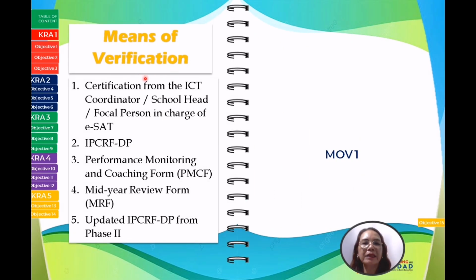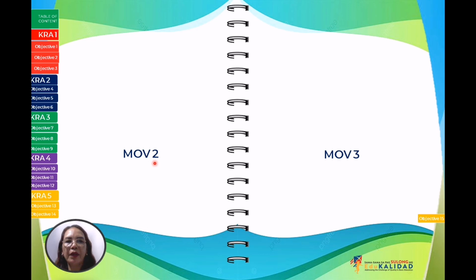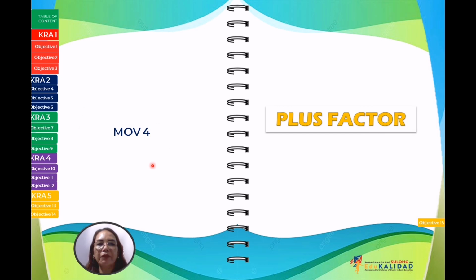Means of verification: certification from the ICT coordinator, school head, or focal person in charge of ESAT; then IPCRF-DP, then Performance Monitoring and Coaching Form, then Mid-year Review Form or MRF, and updated IPCRF-DP from Phase 2. Meron tayo ditong apat na MOV. So, MOV1, MOV2, MOV3, and MOV4. And then the last part is the plus factor.